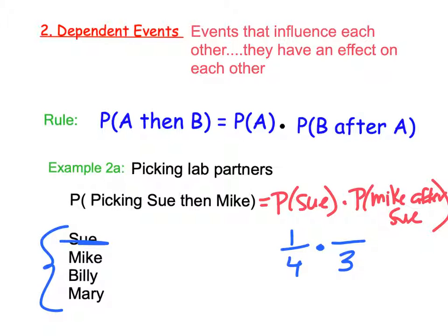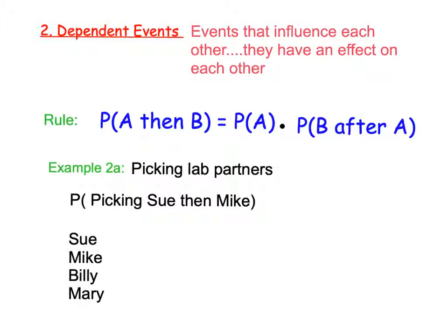Picking Mike after Sue, that probability is now 1 out of 3. So the key here is your denominator changes in the second event. And then you will go ahead and multiply, and you get 1 out of 12 would be the probability that that combination would take place.